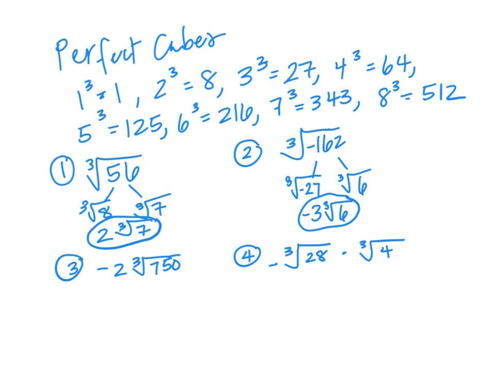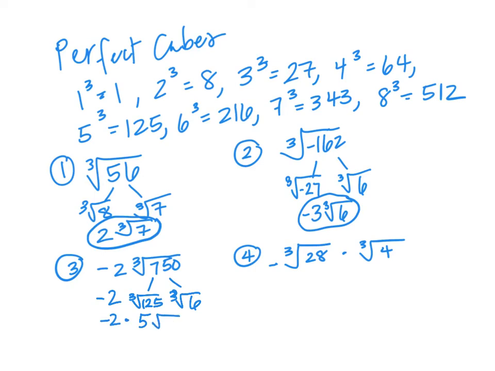All right, let's do 2 more examples. So we have negative 2 cube root of 750. And so we need to think, what is the largest perfect cube that 750 can be divided by? And that is 125. And so the cube root of 125 times the cube root of 6 would give us the cube root of 750. And so when we take 125 out of the cube root, it becomes 5.